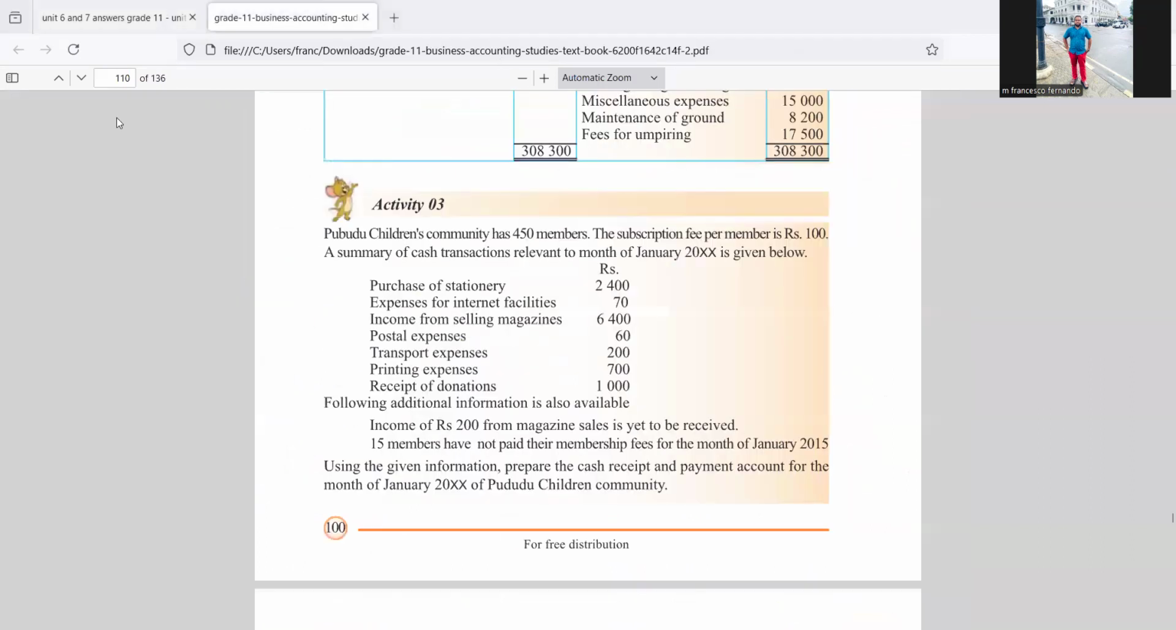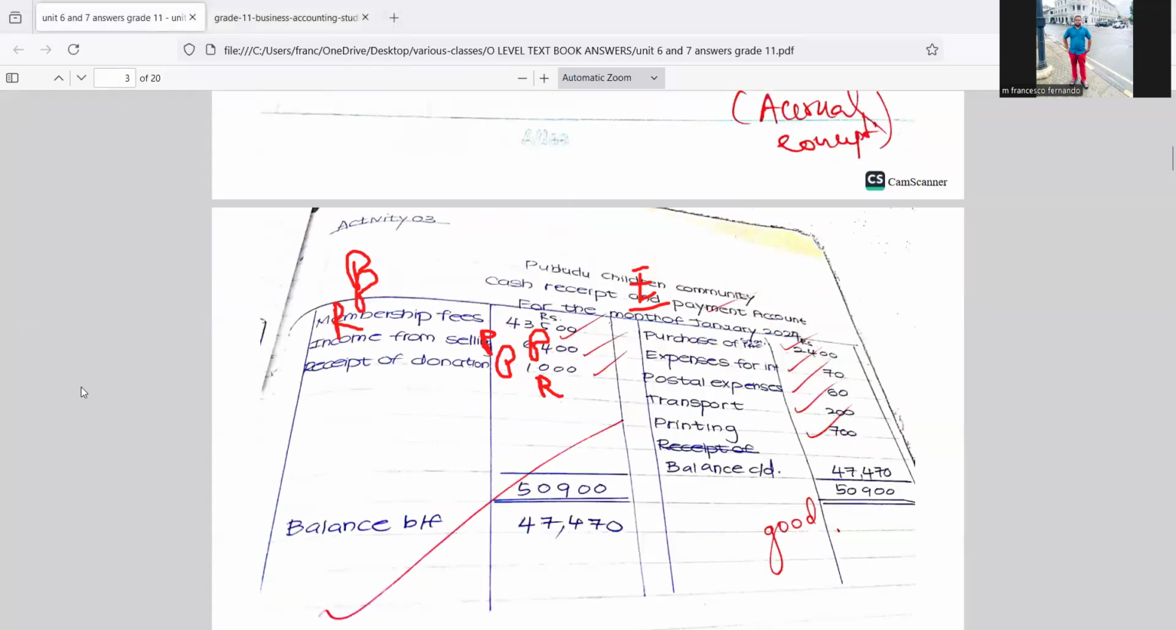Then purchase of stationery should be credited because it's a payment. Expense for internet facilities, it's a payment. Income from selling magazine, this is a receipt. This is a payment. Transport expense is a payment. Printing expenses is a payment. And receipts of donation also is a receipt, right? So then you have to respectively record those in the debit side and credit side.